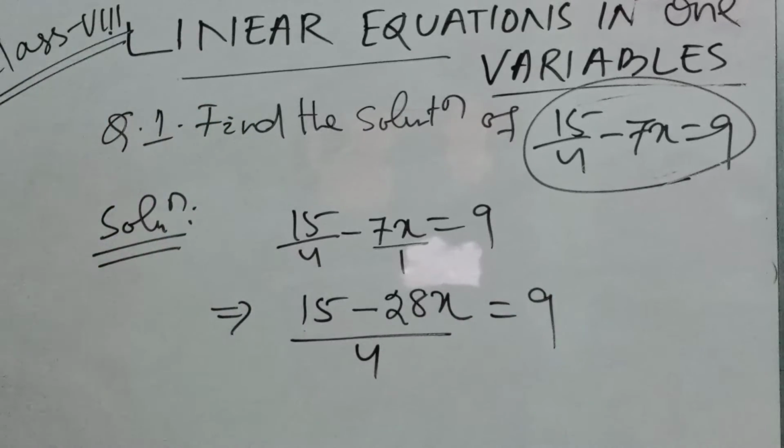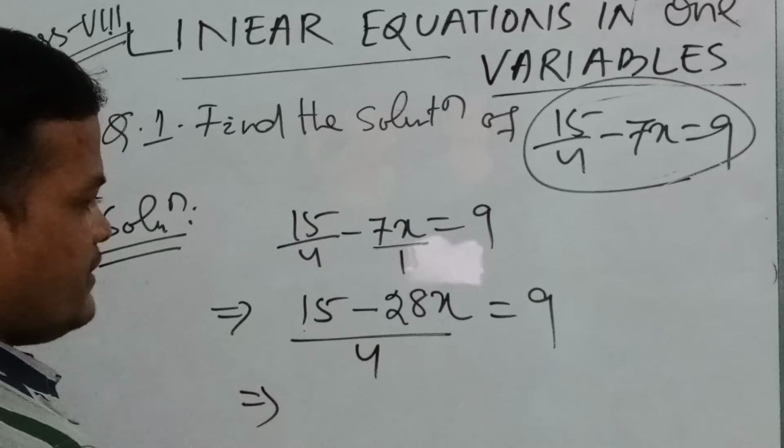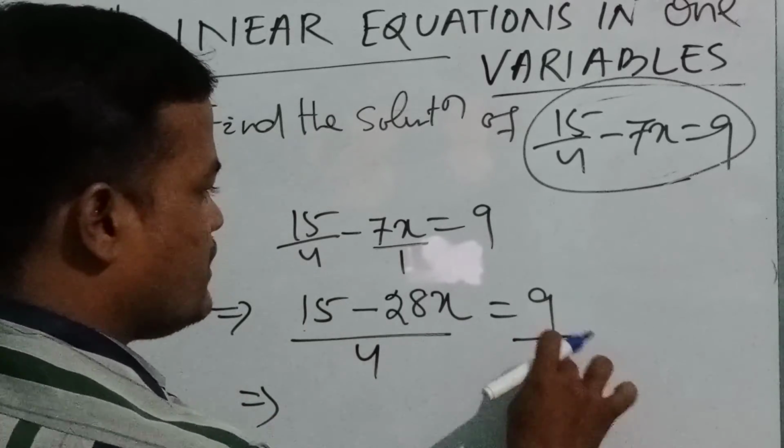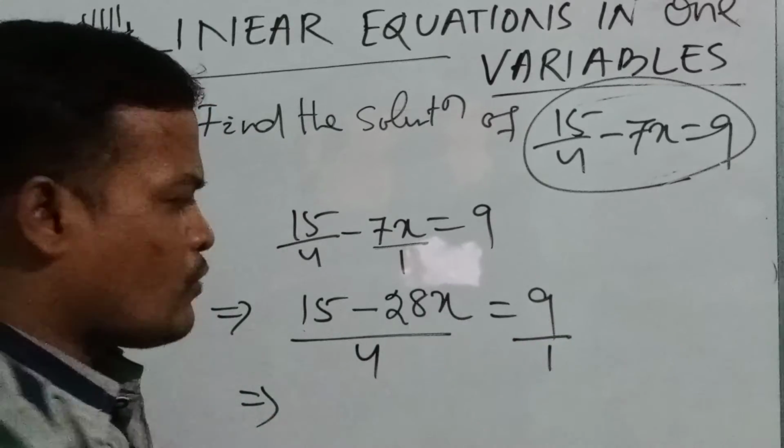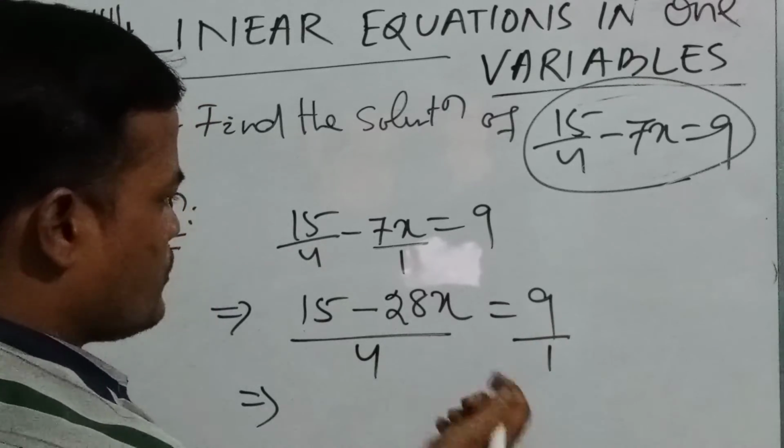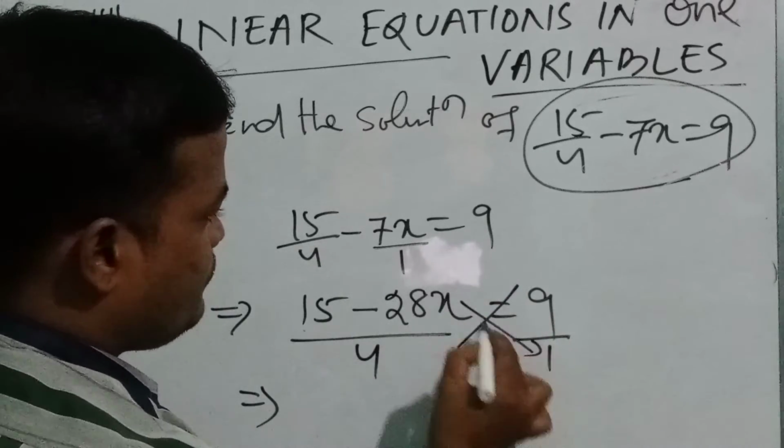Is it right? Next step is that now we put a denominator 1 here. If you put denominator 1, nothing changes. So now cross multiply.